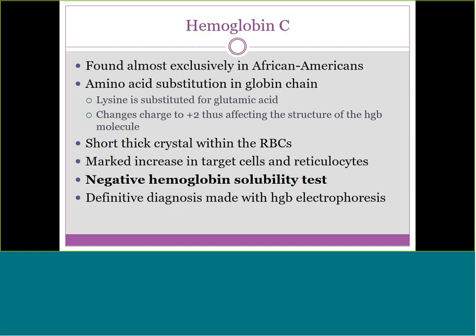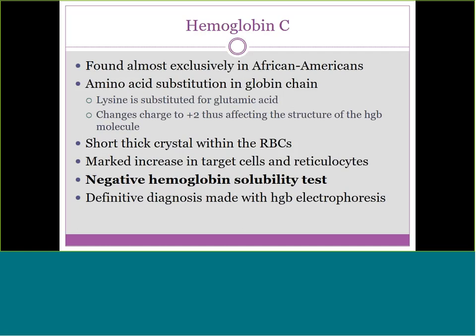Okay, next hemoglobinopathy would be hemoglobin C. This is probably the second most common hemoglobinopathy, pretty much exclusively in the African American population. Again, amino acid substitution is responsible for this one, and you do need to remember this amino acid substitution. In this case, it's lysine being substituted for glutamic acid, and it's in the same location as the S. It's in the 6th position of the beta chain. So both hemoglobin S and hemoglobin C have a substitution in the 6th position on the beta chain.